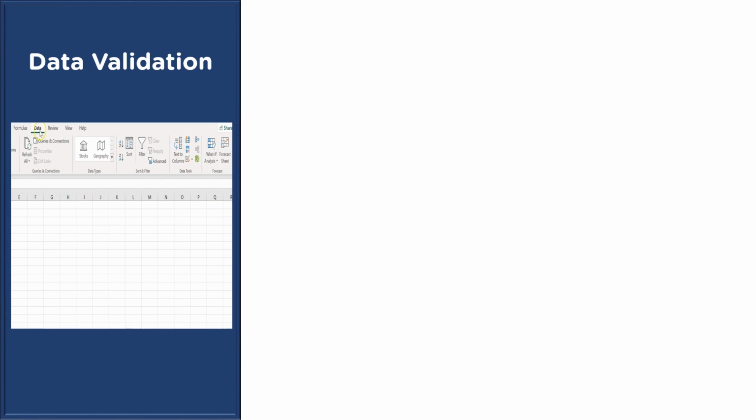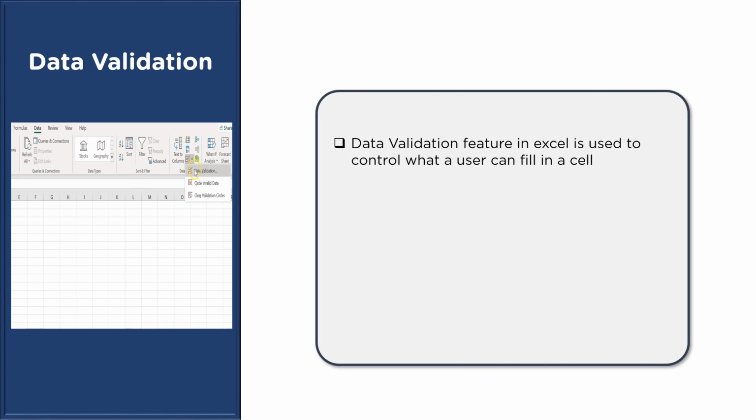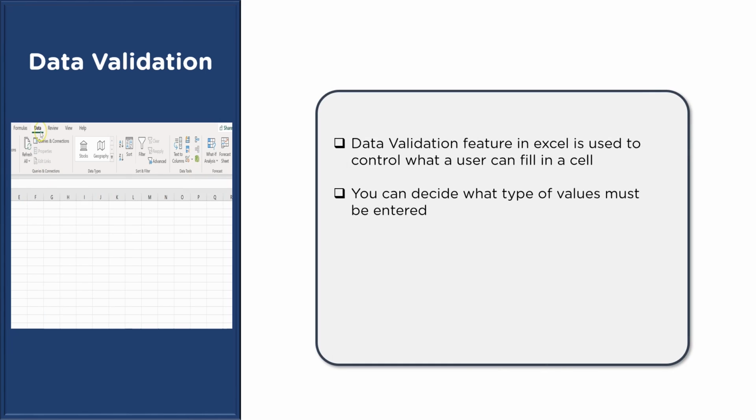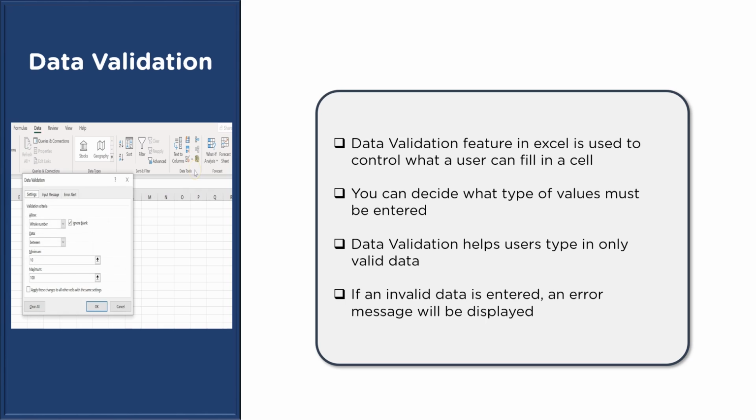fields. Now, it's a feature in Excel which is mainly used to control what a user can fill in a cell. You can decide what type of values must be entered. You can also restrict user to enter only valid data, and if any invalid data is entered, an error message will be displayed. Now that's where you can use your data validations. So let's see how that can be done.